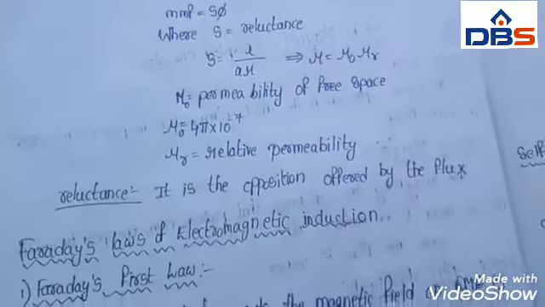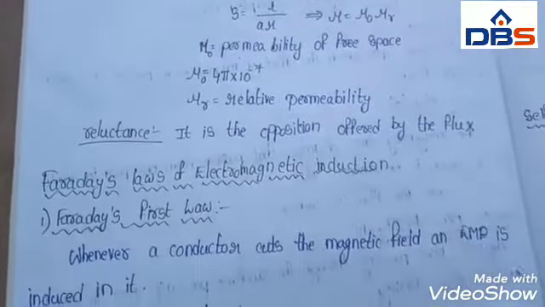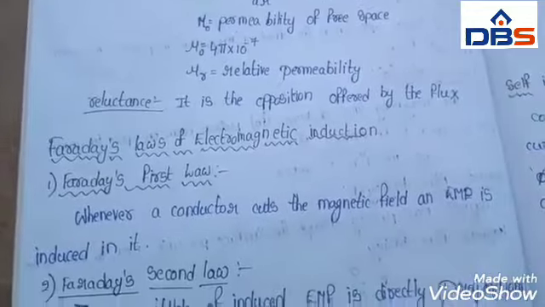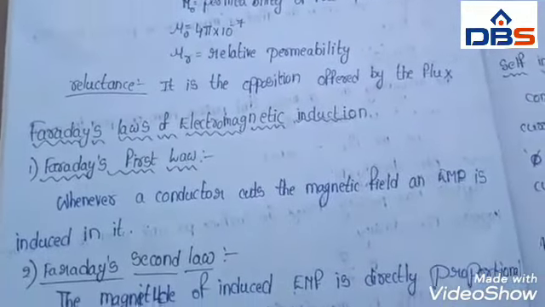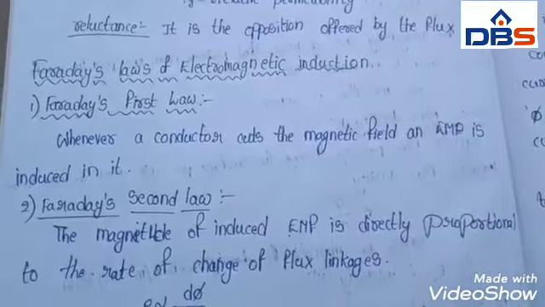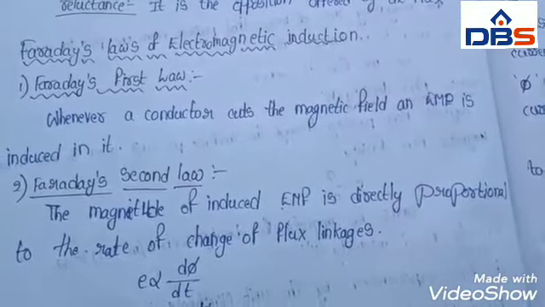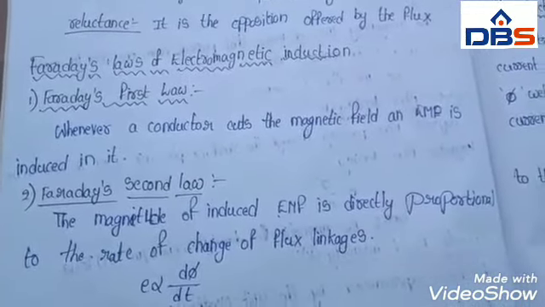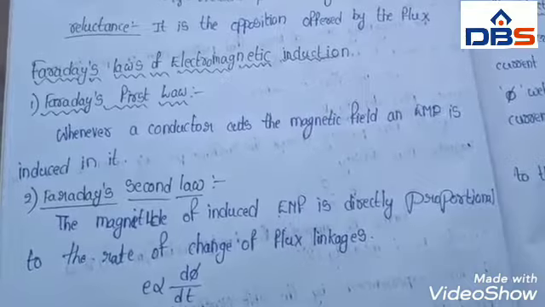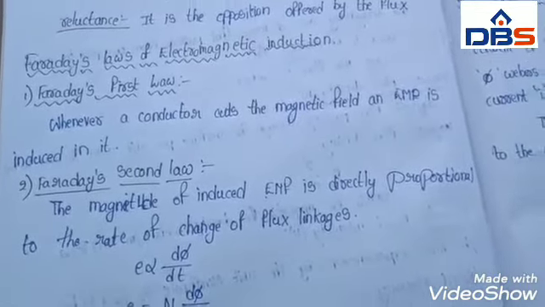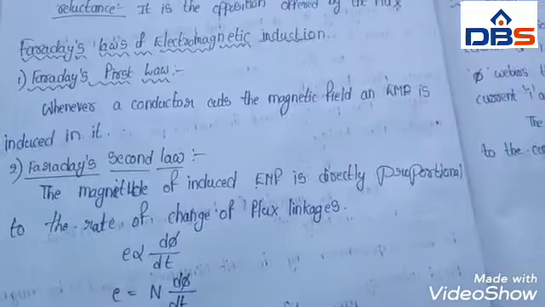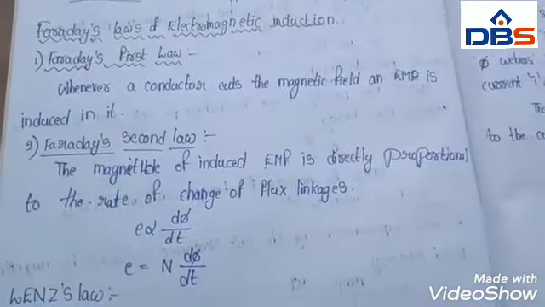Next, Faraday's laws of electromagnetic induction. Faraday's first law: whenever a conductor cuts the magnetic flux, an EMF will be induced in the conductor. The requirements are a magnetic field, a conductor, and relative motion between these two. Whenever the magnetic field is stationary and the conductor is moving, the conductor cuts the magnetic field and some EMF is induced in the conductor.